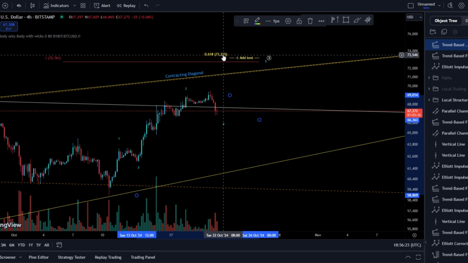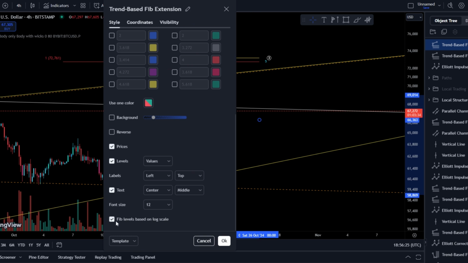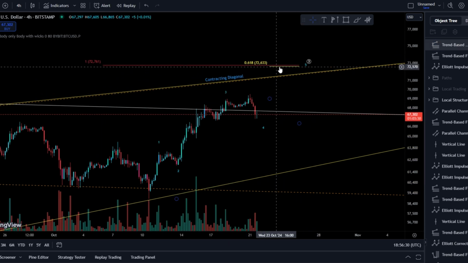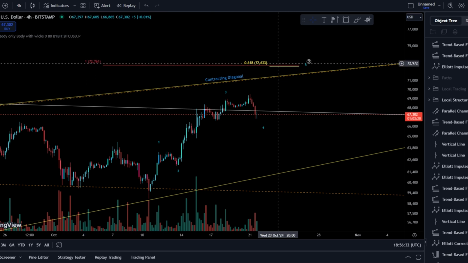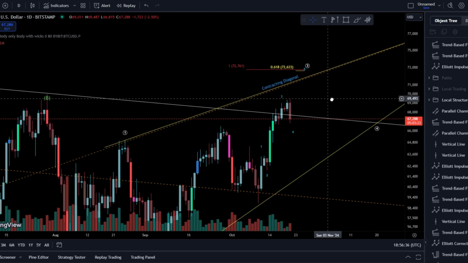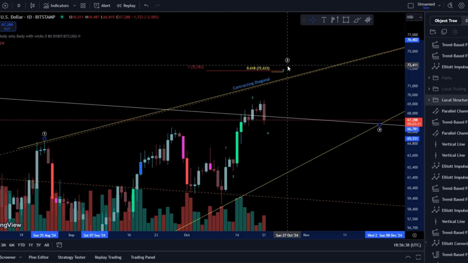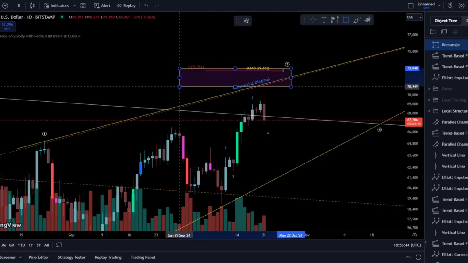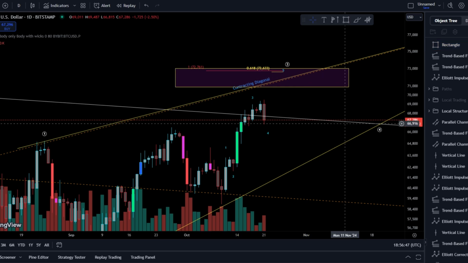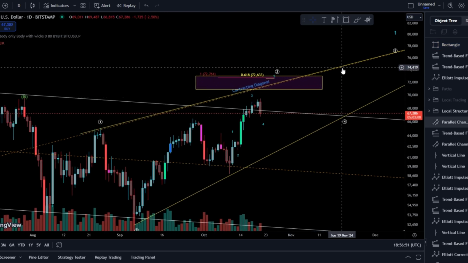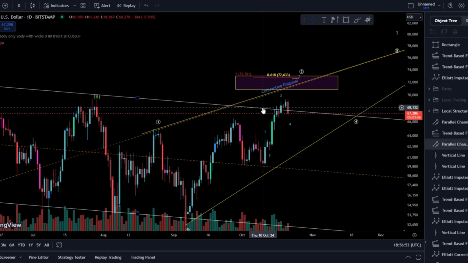Which again is providing a nice extra addition of confluence. If you notice at this exact same region, zooming back out a little bit, also at this region we have some very important resistance, which is the upper bound of this contracting diagonal trend line.